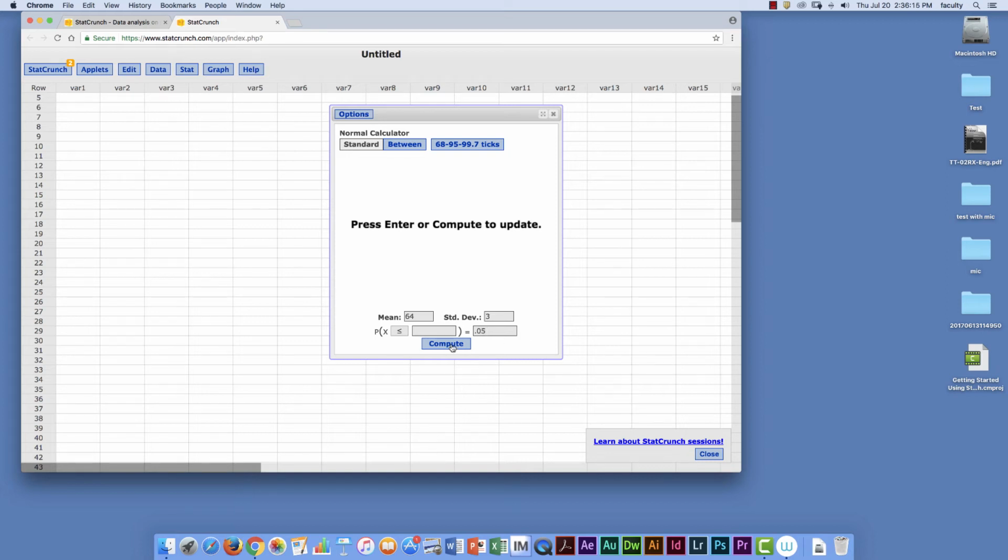And now if I click compute, I can see right here this is 5% of women, and the height would be about 59 inches. So the shortest 5% of women have heights of about 59 inches or less.